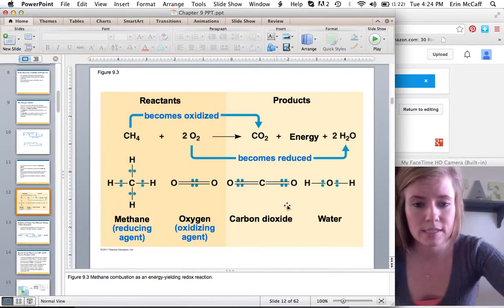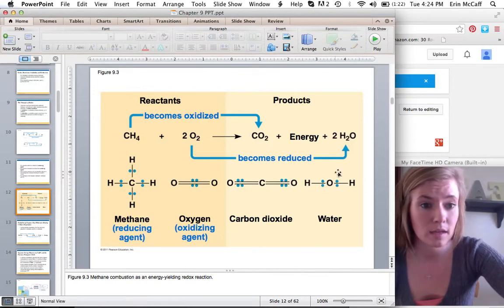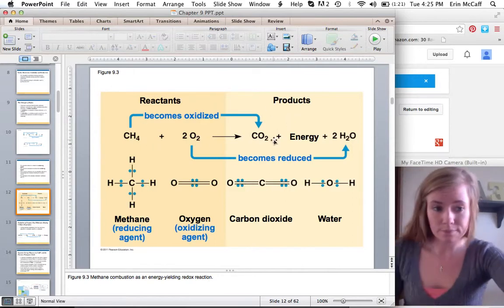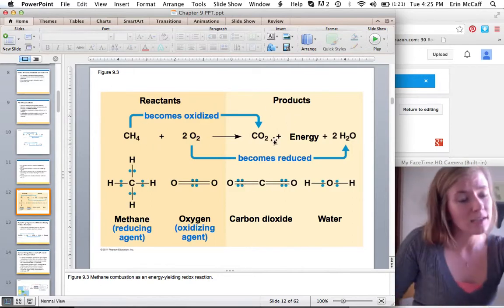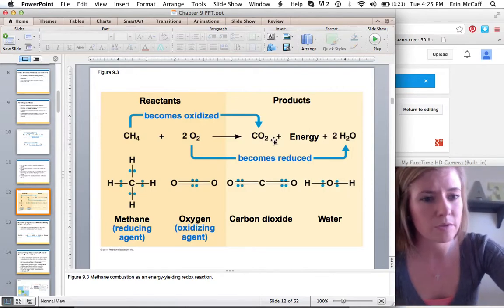So what happens is basically the bonds just get rearranged. Carbon, instead of being attached to 4 hydrogens, is now attached to 2 oxygens with 2 double bonds, and the other oxygen gets attached to 2 hydrogens. So the oxygen becomes reduced, and the methane becomes oxidized. Okay, so we're not actually transferring electrons, we're just rearranging chemical bonds.